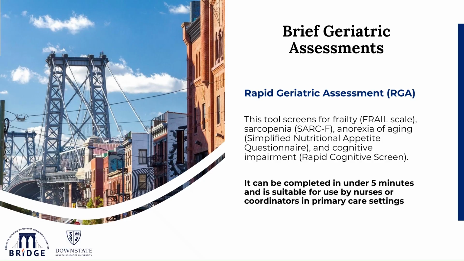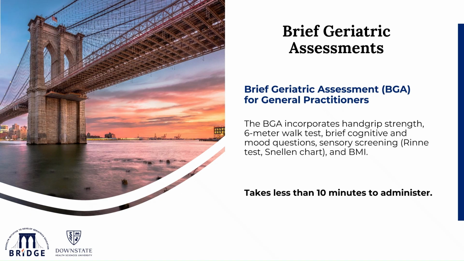The brief geriatric assessment for general practitioners is, again, a short assessment that takes into account hand grip, 6-meter walk test, a brief cognitive screen and mood questions, sensory screens with the Rinne test and Snellen chart, and BMI. And this can be incorporated into their triage or done with a non-physician provider and is less than 10 minutes to administer. It will give you a lot of vital information in your primary care visit with your older adults.